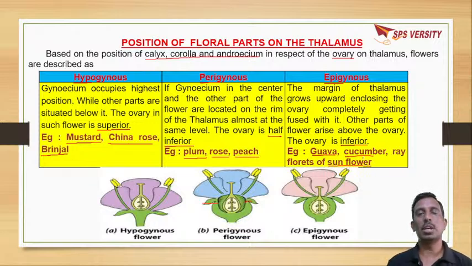So based on the arrangement, the position of calyx, corolla, with reference to ovary, there are three types: hypogynous, perigynous, epigynous. In hypogynous, ovary is superior. In perigynous, ovary is half inferior. In epigynous, it is inferior. So these are the three arrangements of the floral parts of the thalamus.